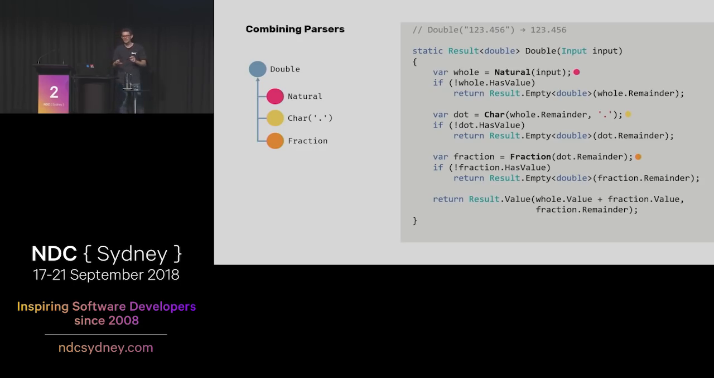So given three fairly simple parsers, we can then go and write another function, and it's also got that same signature where we're taking an input and producing a result. And this one's going to parse decimal numbers. In this case, we apply the natural parser to get the whole part. If we failed, then we bail out. If we can then parse a dot, we move on. We don't really do anything with that value. And then we apply the fraction parser. And if the fraction parser has a value, then we're able to add the whole and fractional parts. And there we go, we have a double.